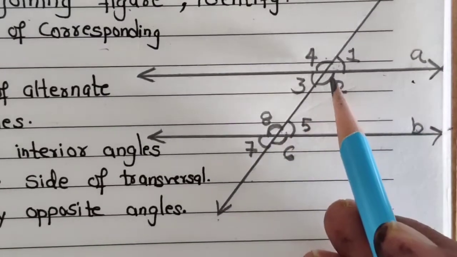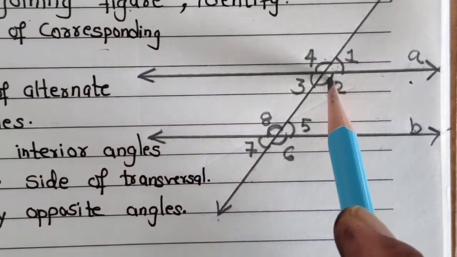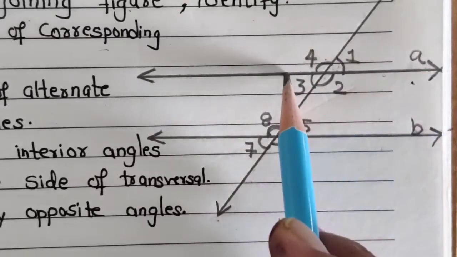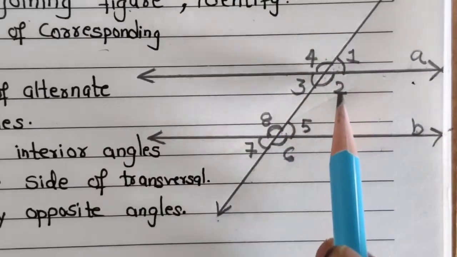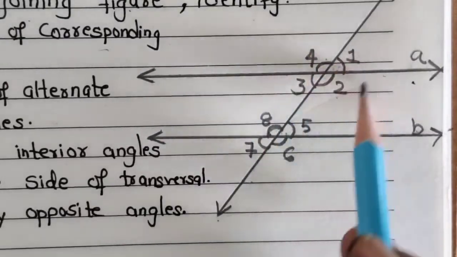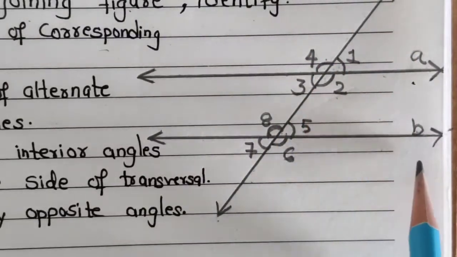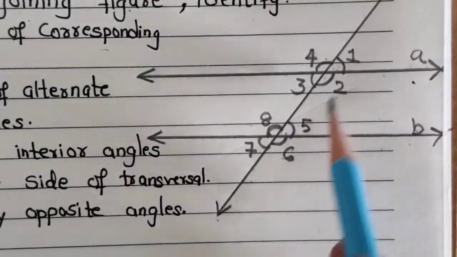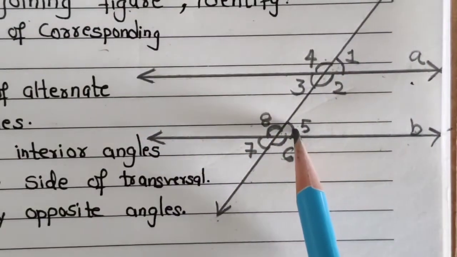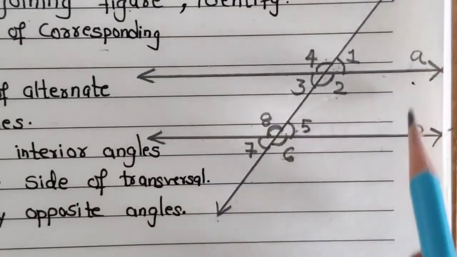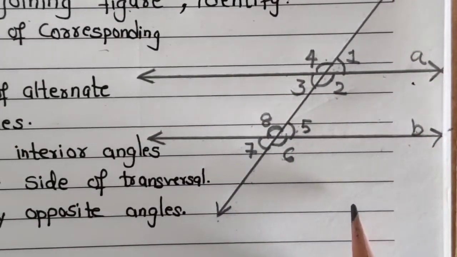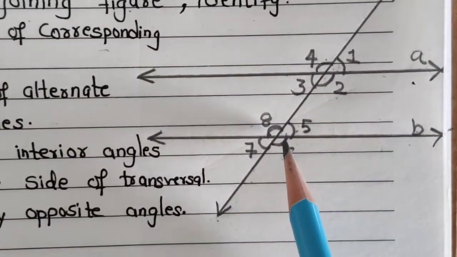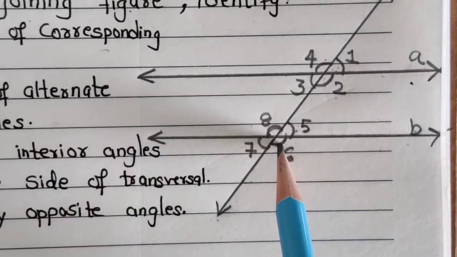Now let us move on to angle 2. Line A has four angles, 1, 2, 3 and 4, formed because of this transversal. Similarly, line B has all four angles because of this transversal. So one will pair with one, but the position will be the same, only the line changes for the corresponding angles. So angle 2 corresponds with angle 6.